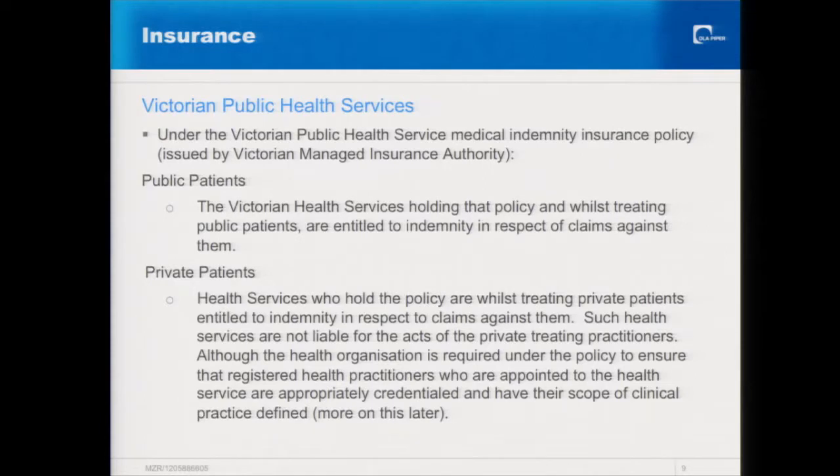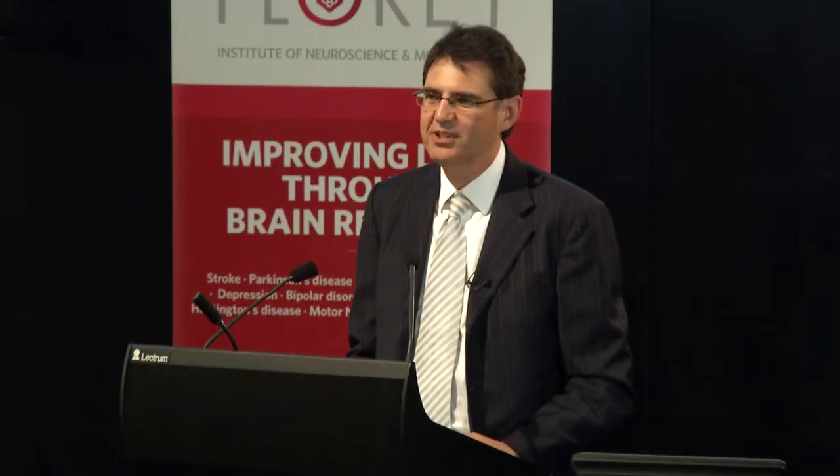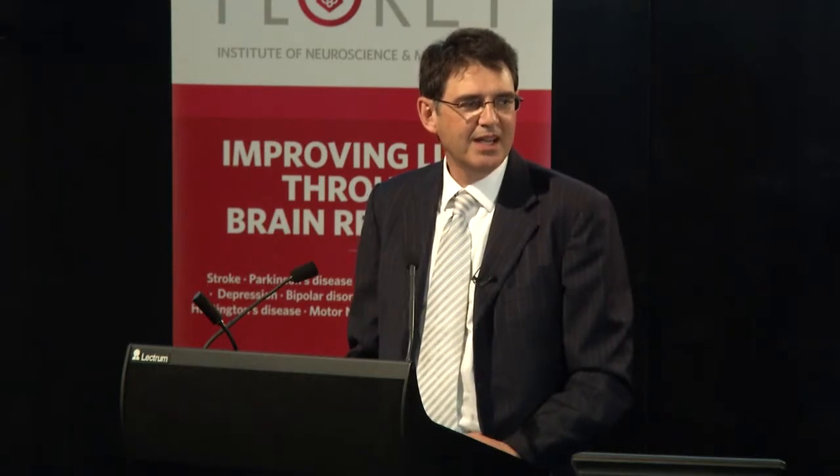Now I just want to touch briefly, if I may, on insurance. I can't touch on all aspects of insurance because there are so many of them, but in Victoria, of course, the main body of insurance is for the Victorian Public Health Services, and there is a policy issued covering all those services by the Victorian Managed Insurance Authority. The policy covers two types of indemnity. One is for public patients of those health facilities and the other one is for private patients of those health facilities.